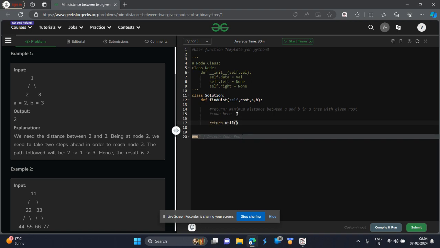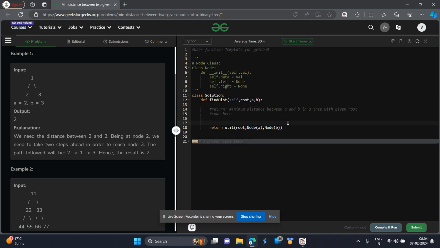The utility function will take three values. First is root, and second and third are a and b. But here a and b are given as values, not tree nodes, so we'll need to convert them into nodes first in order to pass them. The node definition is given over here. So first of all, I will create this utility function.